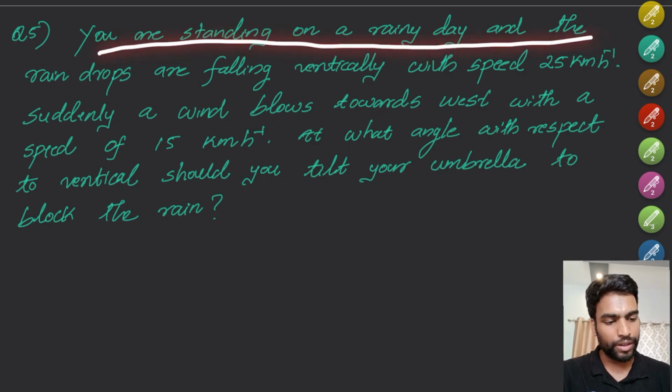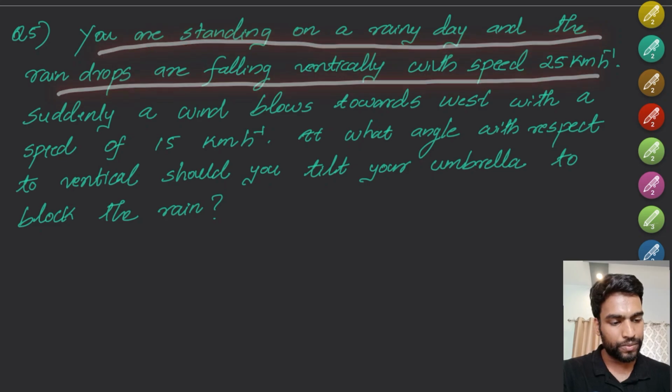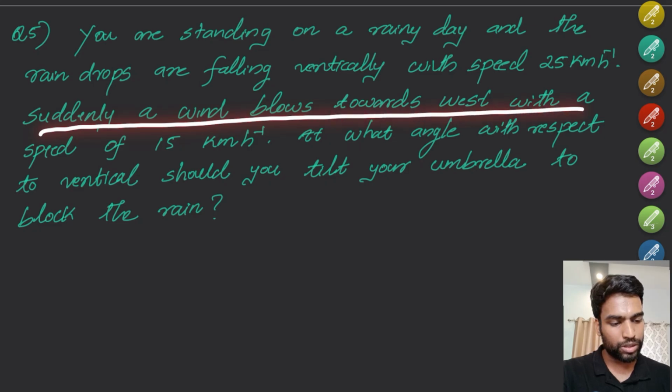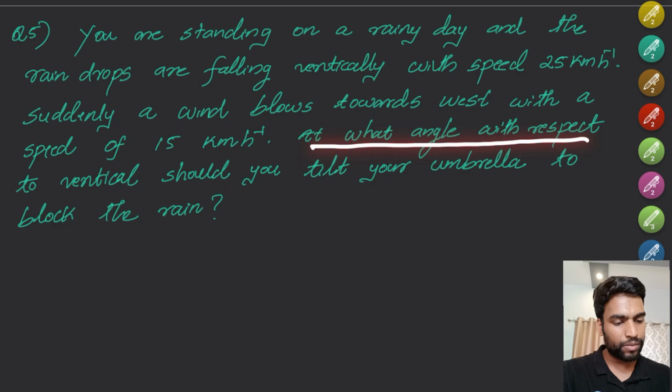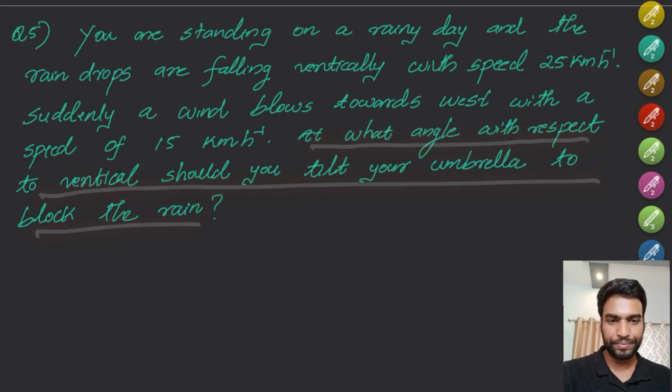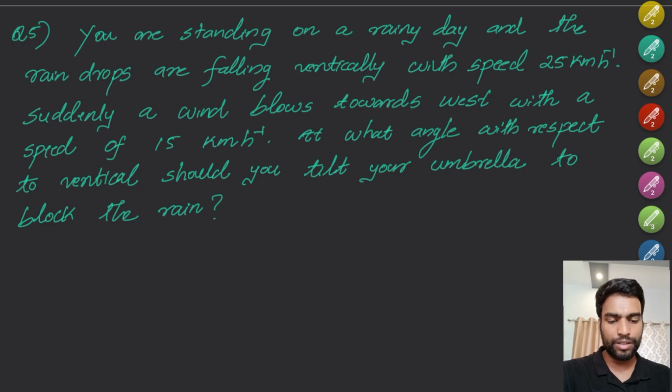You are standing on a rainy day and the raindrops are falling vertically with speed 25 km per hour. Suddenly a wind blows towards west with a speed of 15 km per hour. At what angle with respect to the vertical should you tilt your umbrella to block the rain? So the question is very similar to question number 4. However, the person is still at rest.